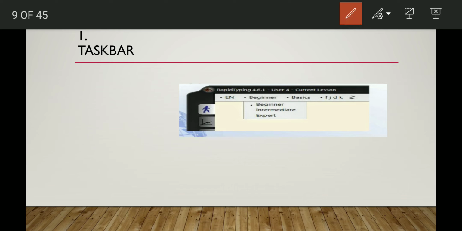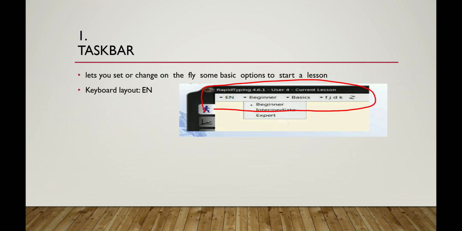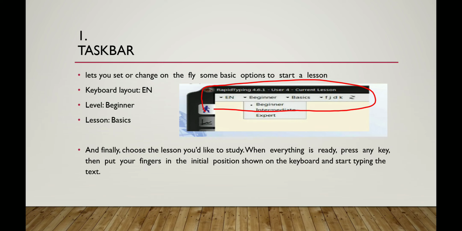In the taskbar, these things are there, right? EN is written. What does that EN mean? That means the keyboard layout is English. Next is level. Level is beginner, intermediate, expert, whichever level you want to practice. Next, the lesson that you want to choose. And finally the lesson that you would like to study.